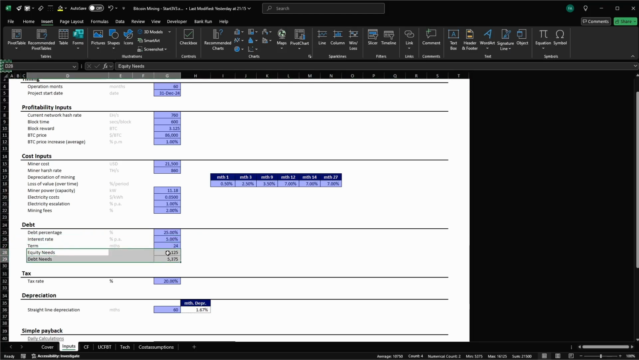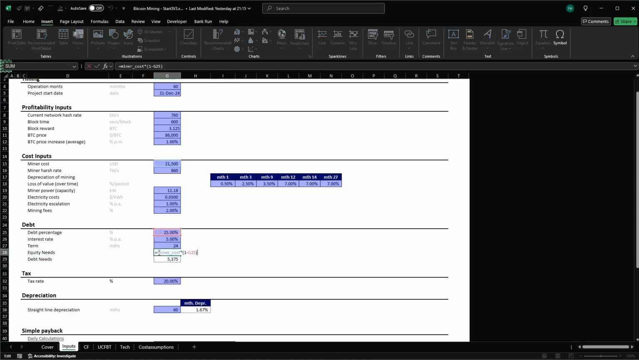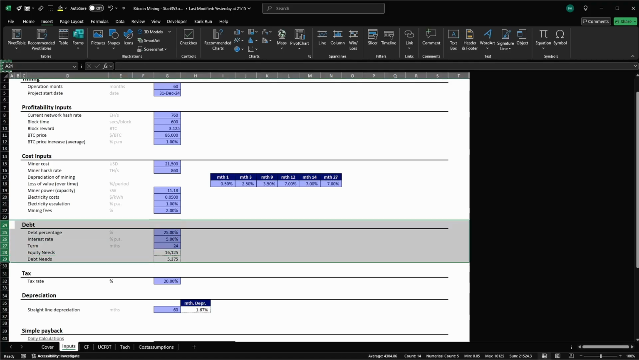And then I calculate here the equity needs, which is the miner cost times 1 minus the debt percentage. And the debt need is basically the miner cost times the debt percentage. This one here can also be the difference between the miner cost and the debt. It's the same thing, doesn't really matter. Okay, so these are the debt inputs.